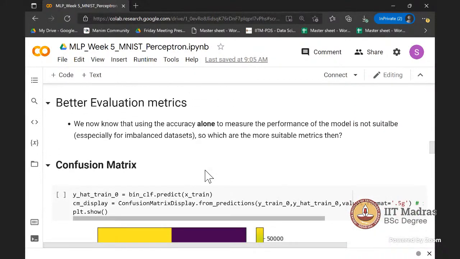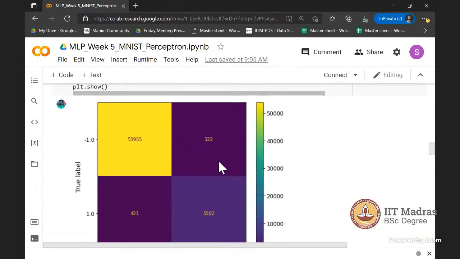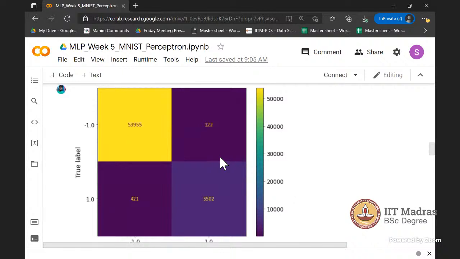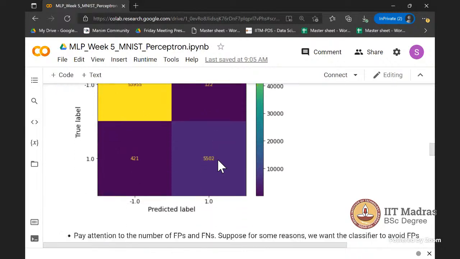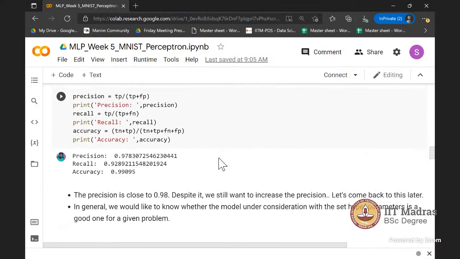Now we are coming to the different evaluation metrics for classification. This is the overall confusion matrix for this model. Before we move on, would anybody like to tell me how many samples are not correctly classified? How would I see that? 122 plus 421. Exactly, sir. That is the right one. Now we compute precision and recall.